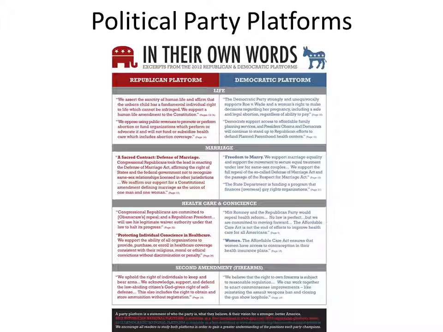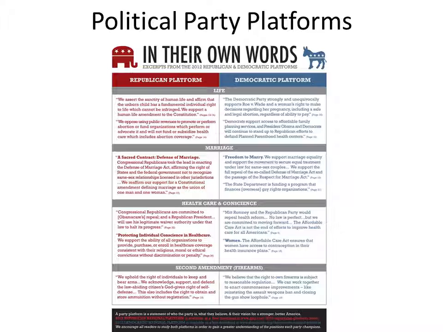Each political party, in time for the elections, will draw up what's called a platform. A platform basically says what they're going to do and what they stand for. This is often divided into different topics. For example, this diagram shows how the Republican and the Democratic platforms differ as far as abortion, or life, at the top.